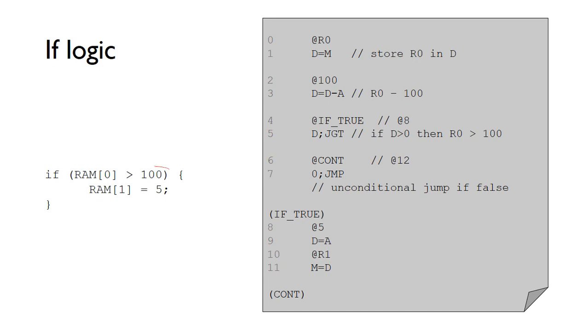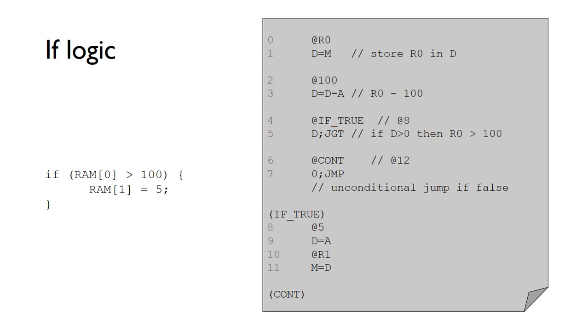This is going to help us do the relational operation. If we do R0 minus 100, we know that if R0 is greater than 100, the result of this subtraction will be greater than 0. So we're going to use one of the jump commands: jump if greater than. By doing this command, we're essentially saying if D is greater than 0, we want to jump, and that corresponds to when R0 is greater than 100.